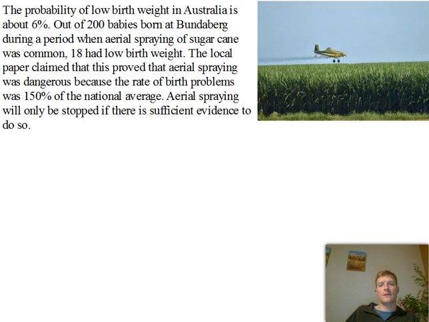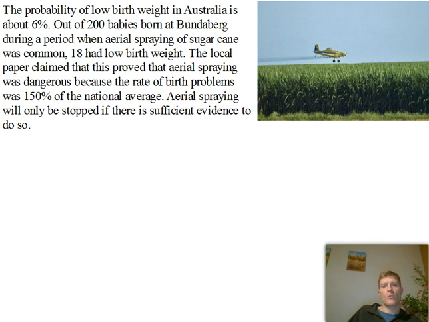Okay, let's consider this problem. The probability of low birth weight in Australia is about 6%. So that's our stated knowledge, our population parameter. Out of 200 babies born at Bundaberg in Queensland during a period when aerial spraying of sugar canes was common, perhaps a couple of decades ago, 18 of them were observed to have low birth weight.